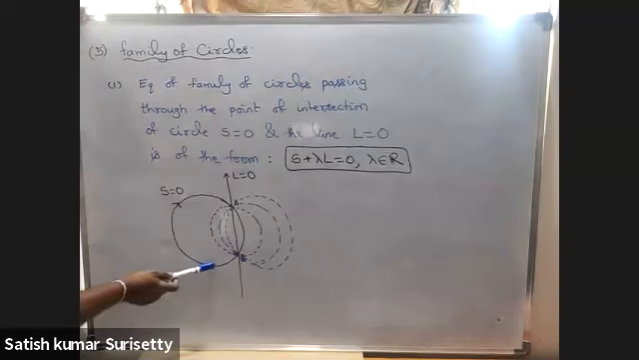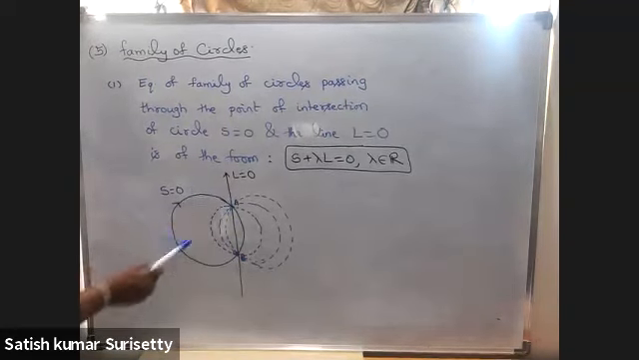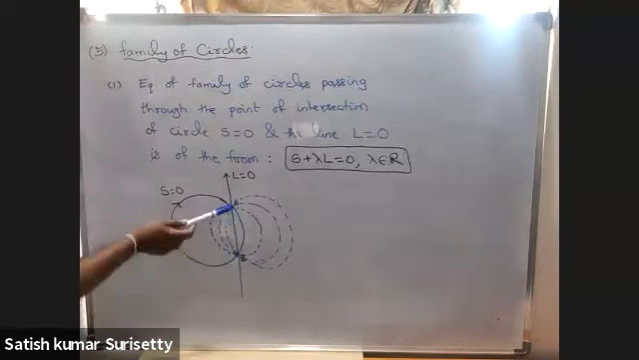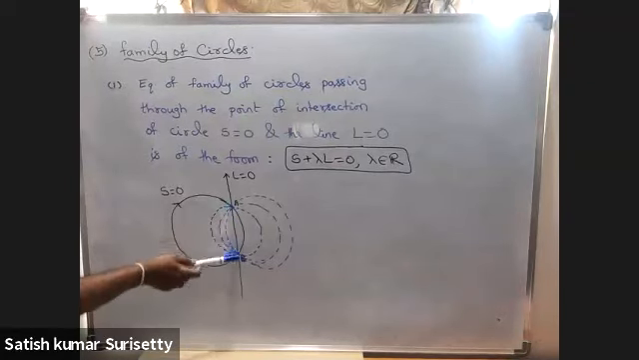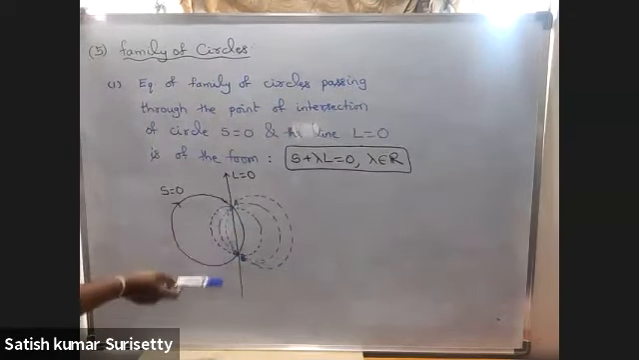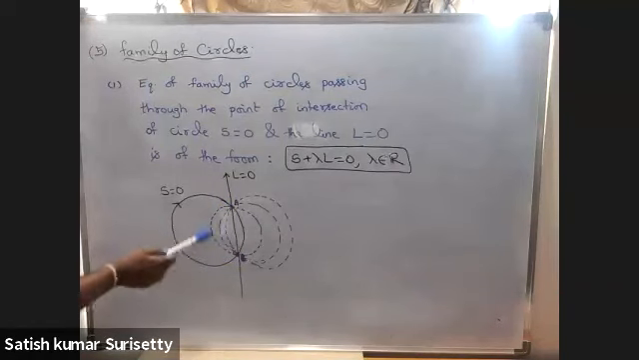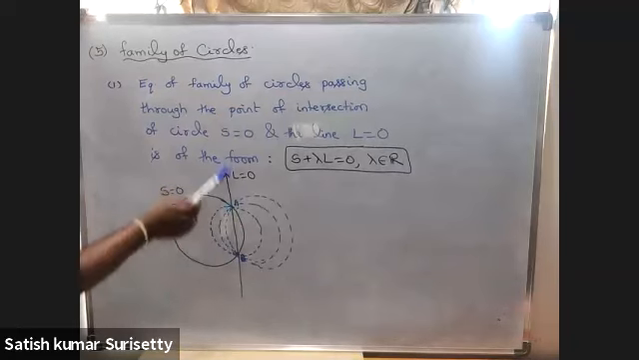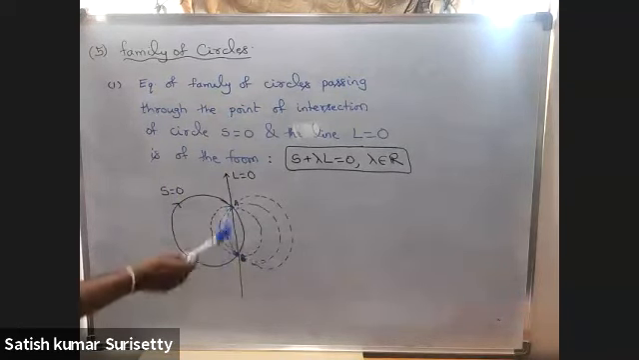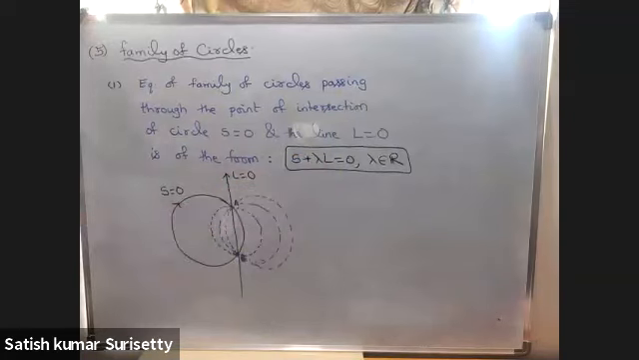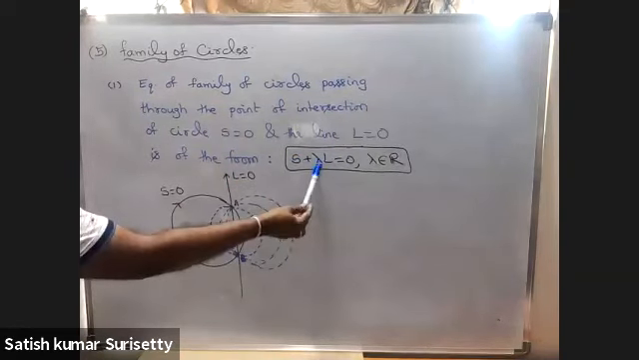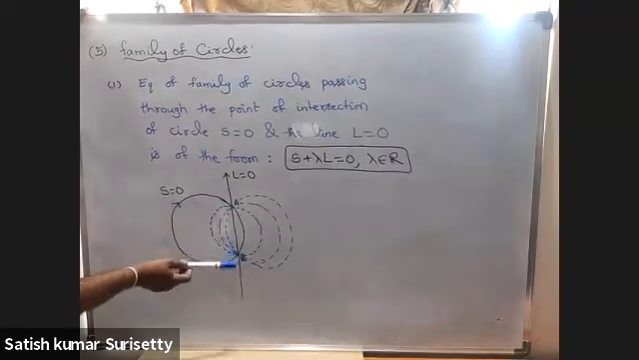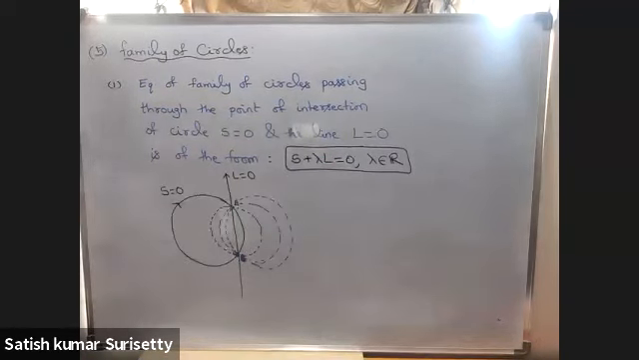Now, if you observe this figure, S equal to 0 is a given circle and L equal to 0 is a given line. So they are intersecting at 2 points A and B. Through these 2 points, we can have infinite circles passing through A and B. So all those circles are considered as a family of circles passing through the point of intersection of S equal to 0 and L equal to 0, and those can be obtained by S plus lambda L equal to 0. By giving different values of lambda, we will get different circles. All those circles will pass through A as well as B. That's why they are a family of circles.